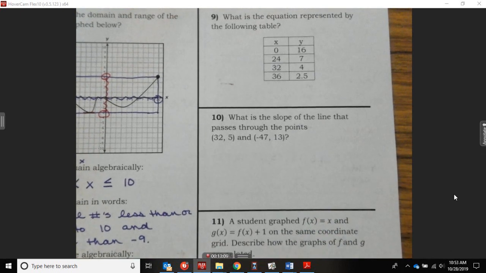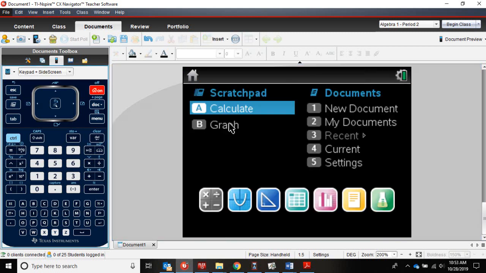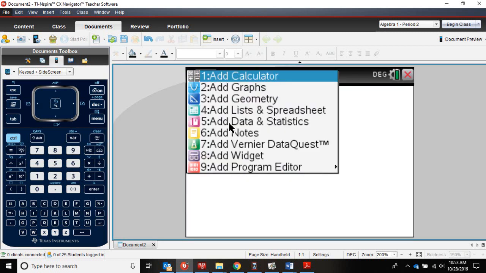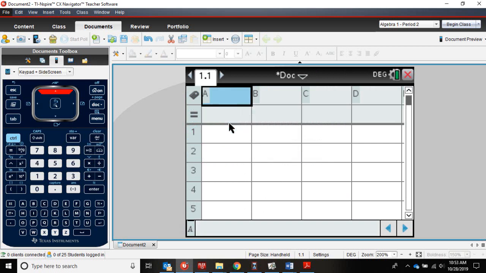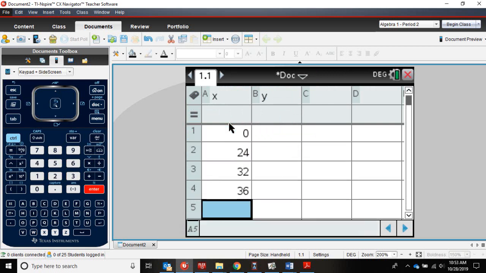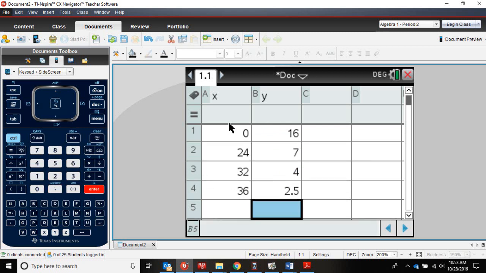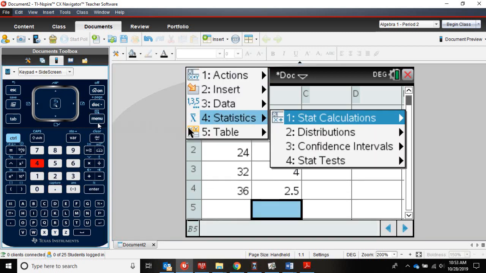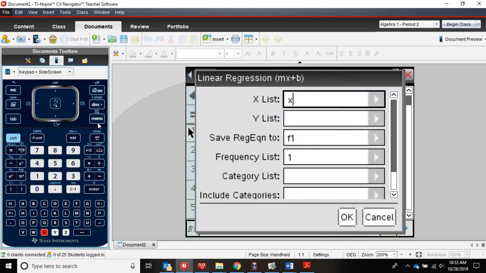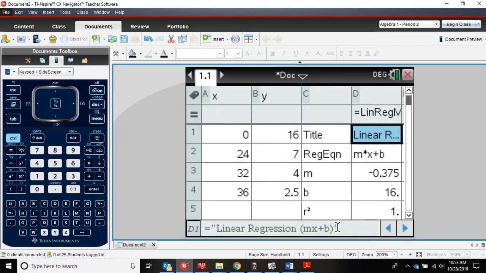Okay, so a couple calculator questions. Number 9 is list and spreadsheets. I'm going to go to the calculator and get a new document. And we put x and y at the top. And then I type in the numbers. So 0, 24, 32, 36, and 16, 7, 4, and 2.5. And then we press menu 4, 1, 3, change x to x and y to y, and it tells us our slope and our y-intercept.